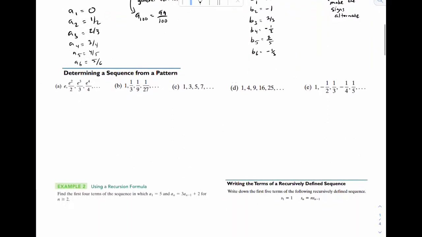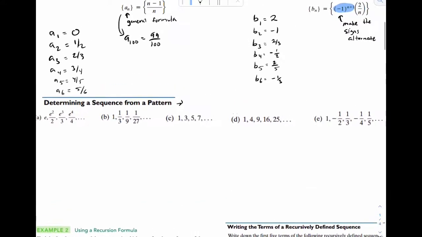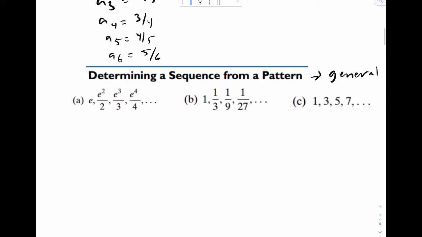So now it says determining a sequence from a pattern. So essentially what we're trying to do is we're trying to figure out the general formula. So this takes a bit of intuition. So I have to look at this and figure out if I plug in 1, I want this term. If I plug in 2, I want this term. If I plug in 3, I want this term. If I plug in 4, I want this term, and so on.